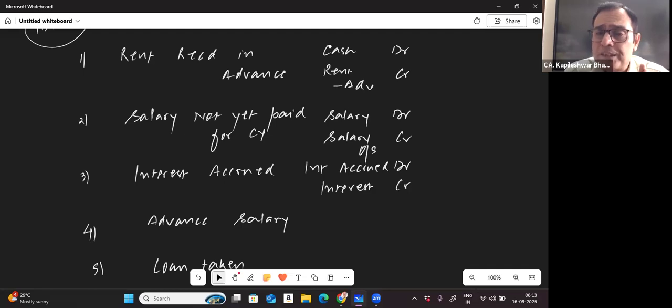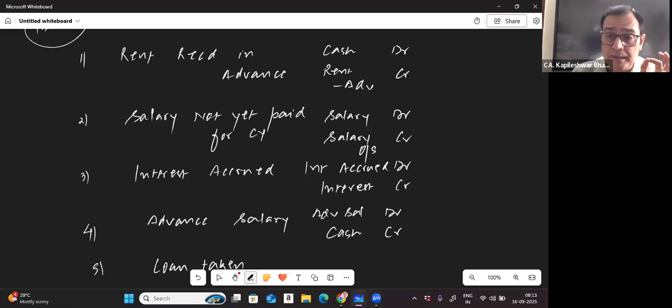Next, there is advance salary. When you look at advance salary, it is paid for the next year. You can't book the salary. You can't book the expense. But there is certainly a payment of cash. The cash decreases, so we give a credit. The corresponding entry is creating an asset, and that is advance salary, because you can't book the expense. So you create an asset, that is advance salary.